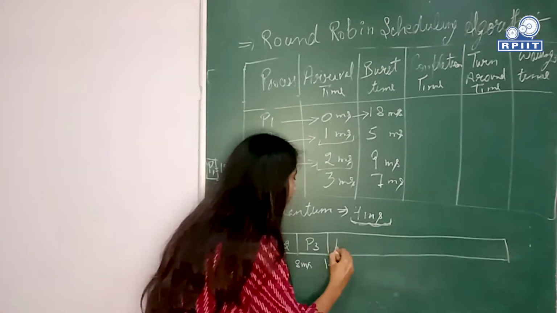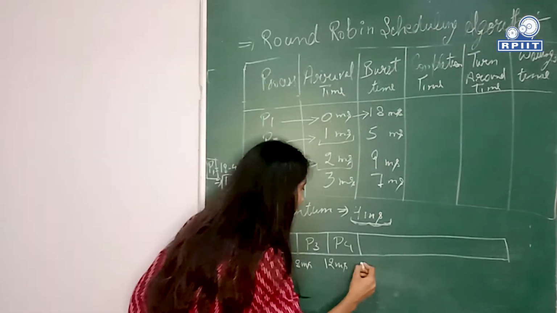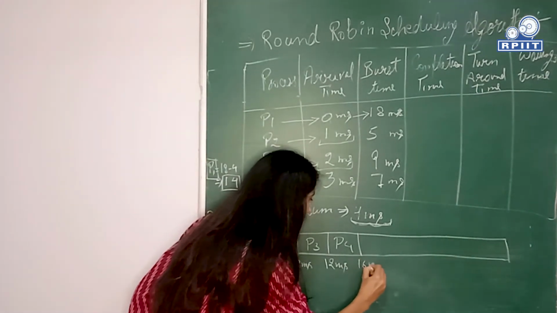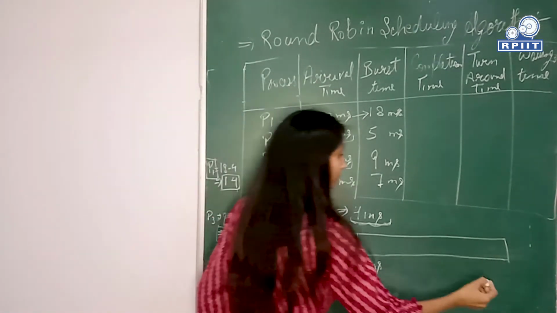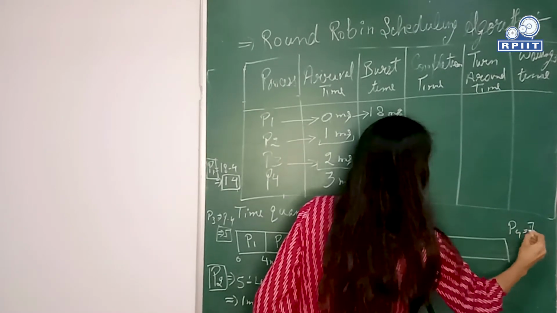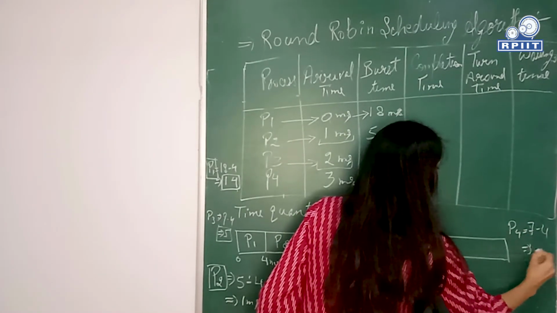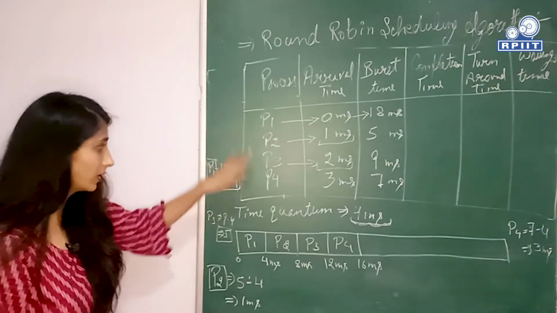Now we run P4. Again, we run a maximum of 4 milliseconds. 12 plus 4 is 16 milliseconds. And P4 is left with 7 minus 4, that is 3 milliseconds. Now all the processes have run once.